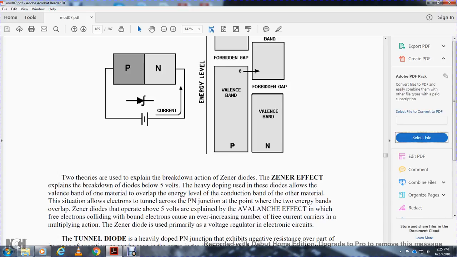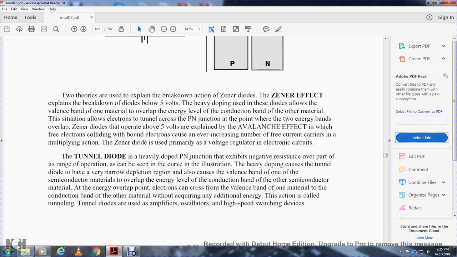The Zener diode is used primarily as a voltage regulator in electronic circuits. The tunnel diode is a heavily doped P-N junction that exhibits negative resistance over part of its operating range, as you can see in the curve in the illustration. The heavy doping causes the depletion region to be very narrow and also causes the valence band of one semiconductor material to overlap the energy level of the conduction band of the other. Electrons can then carry over from the valence band of one material to the conduction band of the other without acquiring additional energy. This action is called tunneling.